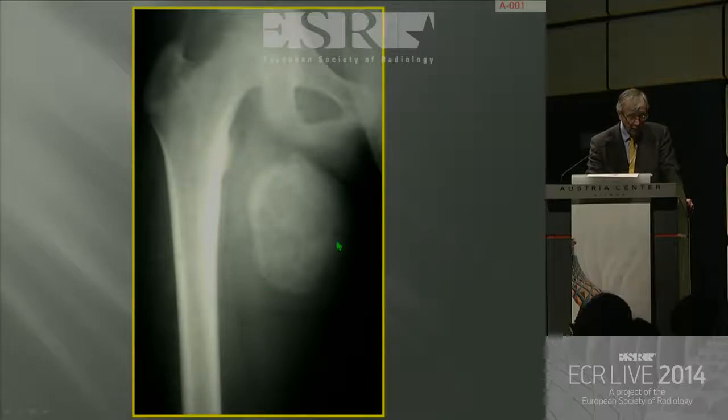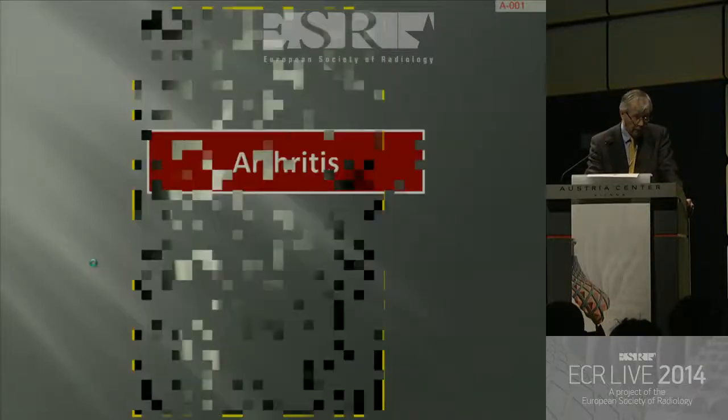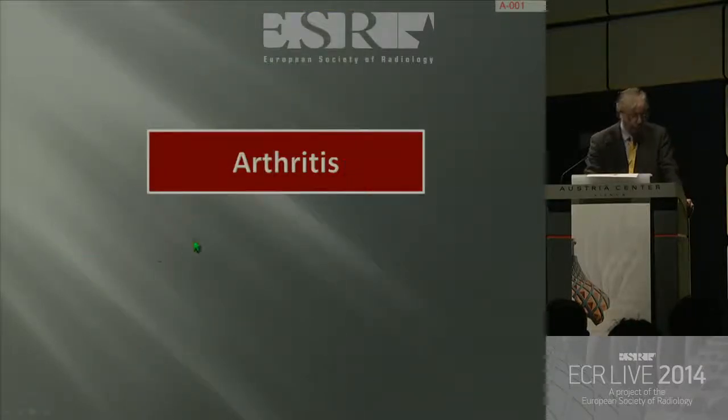Again, an example of calcification in the periosteal mass. This is ring calcification, classical of myositis ossificans, and this is, again, another diagnosis that you're able to make from the plain film.